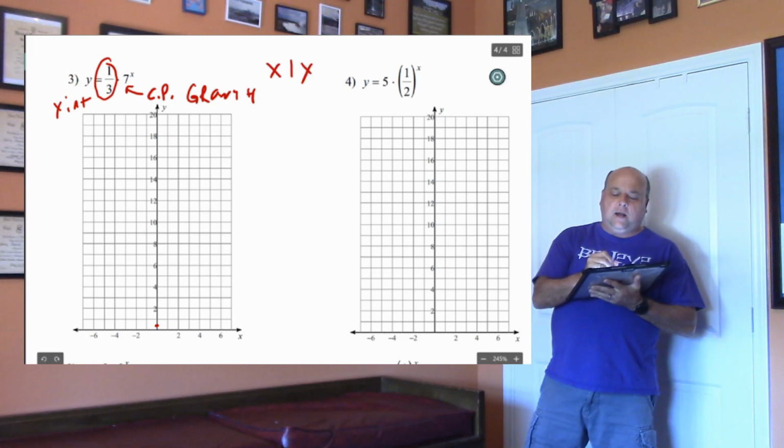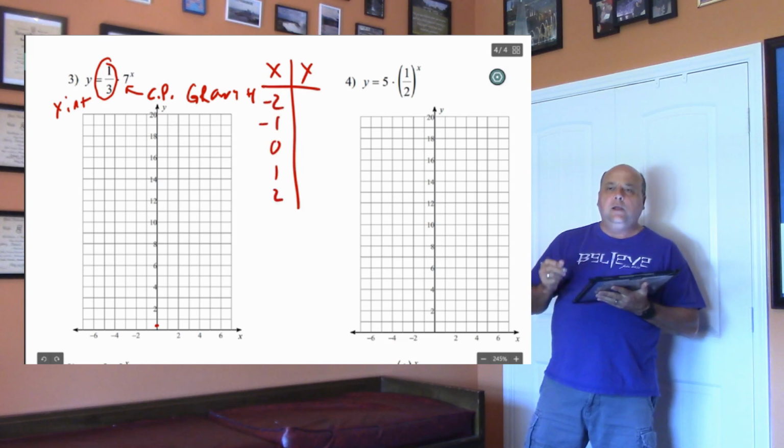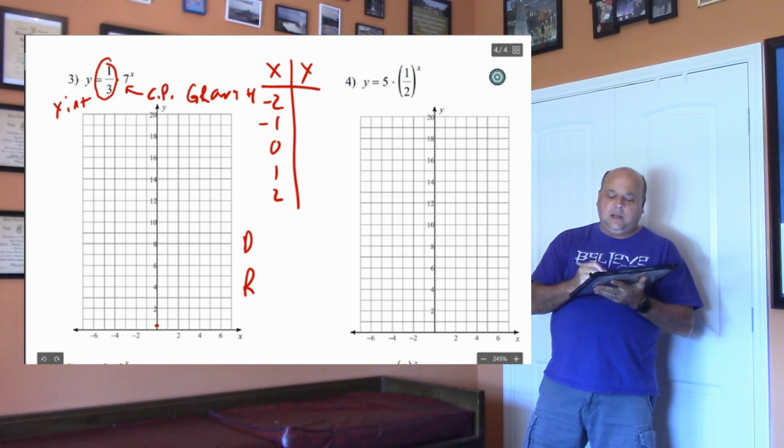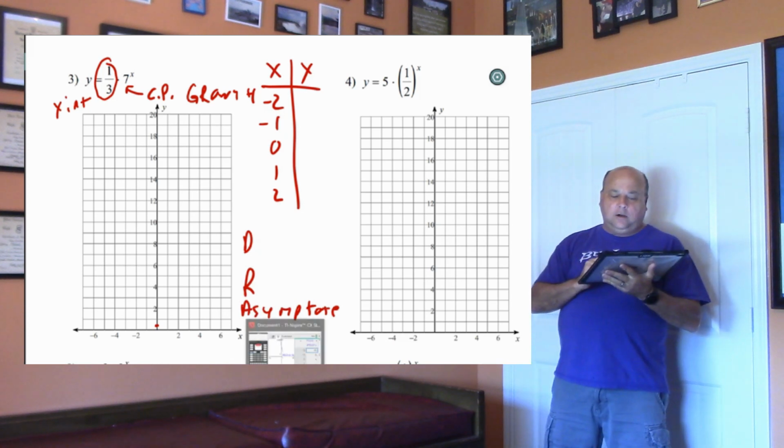Write down the x and y, put a t-chart for every one, and go from -2 to +2. Then we're going to get the domain and range, and then we're going to write down the asymptote. Do that on every single problem. So let's go to the calculator.